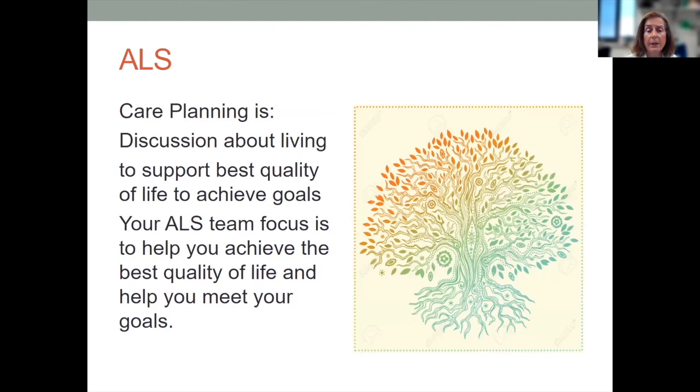But remember, care planning is mostly a discussion about living, how you want to live to support the best quality of life to achieve your goals. Your ALS team's focus is to help you achieve the best quality of life and help you meet your goals. This focus is consistent with the philosophy of palliative care. Your ALS team is your palliative care team.